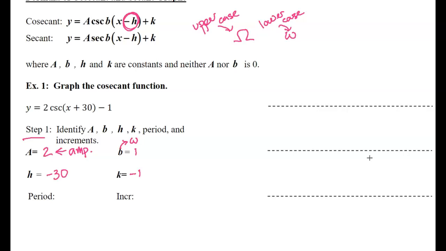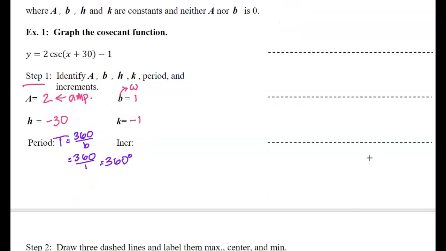So now, two more things that we need to find before we start graphing. We need to find the period, which last class we learned we can find by doing 360 divided by b. Now our b value here is 1. So 360 divided by 1 is just 360. So our period length is still the same as the parent function. It's still just 360.